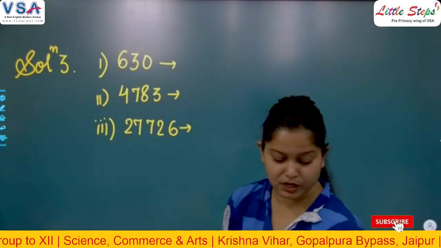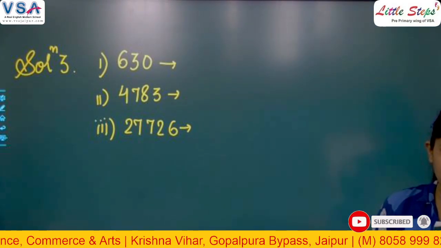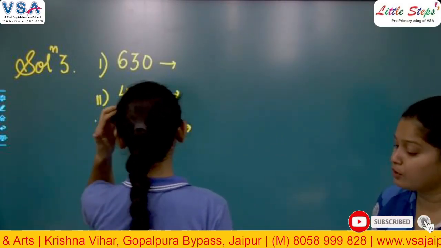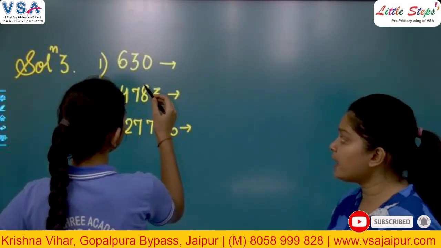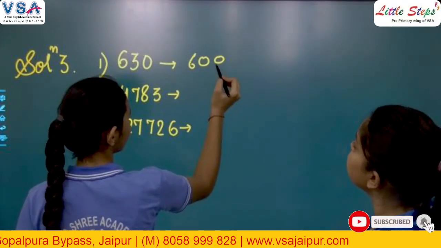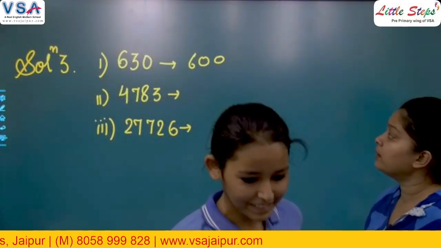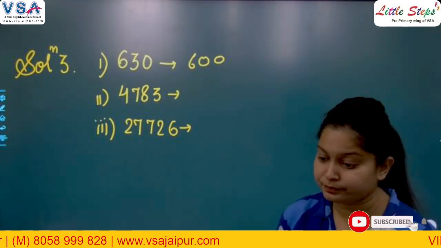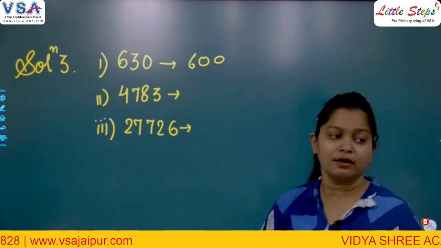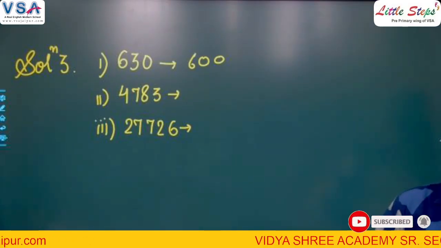Yes, Diksha. How will we round off this with the help of 100? Nearest to 100, how many zeros are there? We have 2 zeros. Right over there. 2 zeros. Yes. 30 is nearest to. Very good, Diksha. 30 is nearest to, of course, 0. 3 is not a bigger number. So we will round off 630 to 600. Yes, Devraj, come.